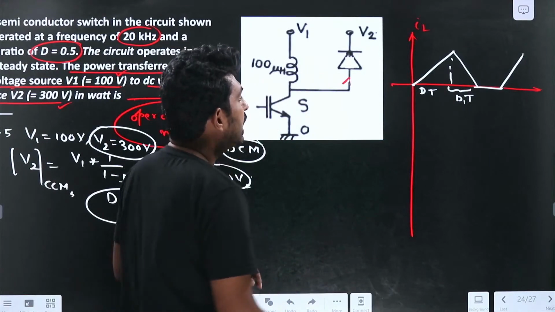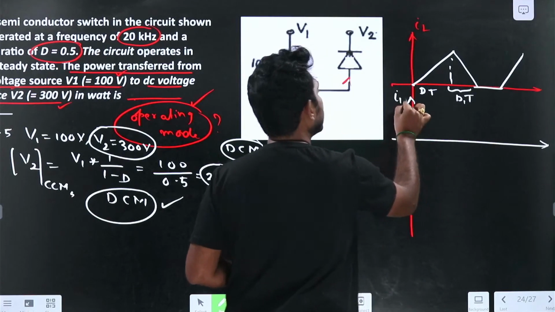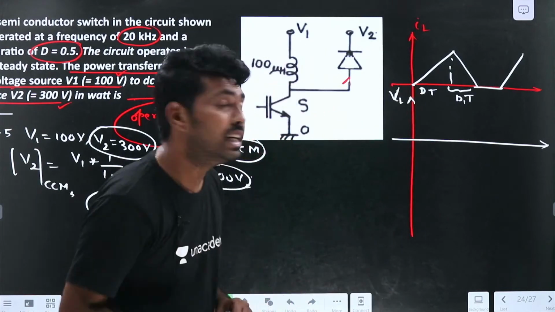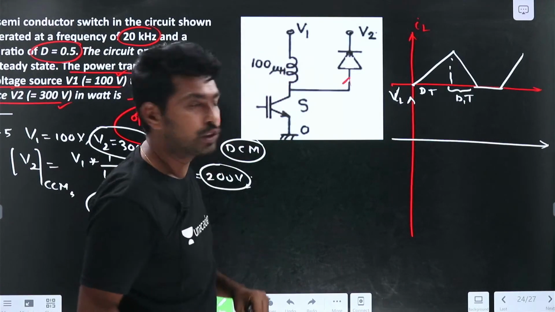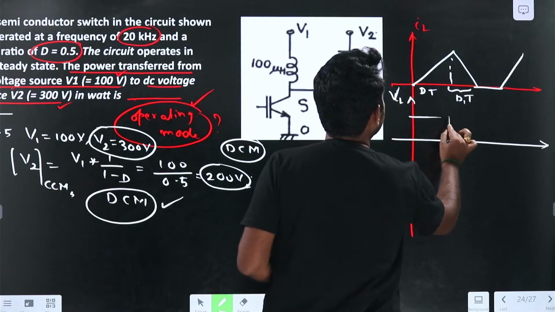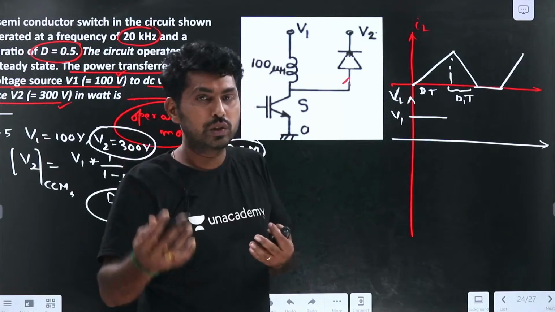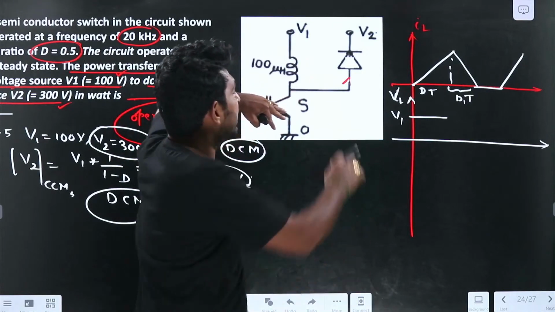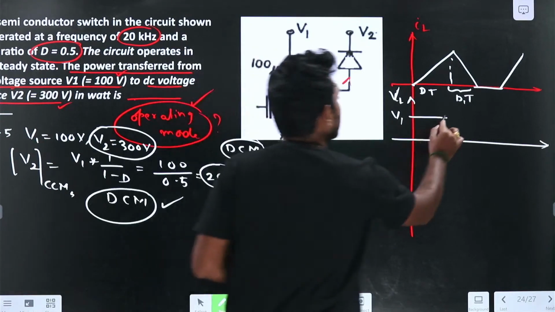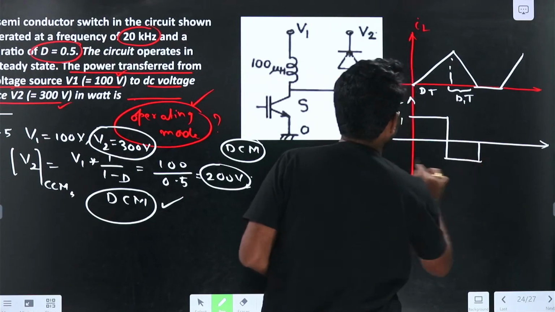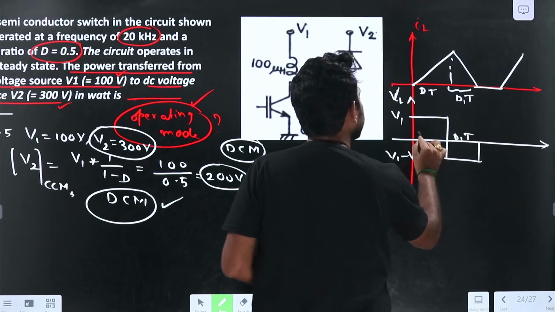Now, if I draw the VL waveform, that is the voltage across the inductance. If I close this switch, what happens? V1 equals VL, so during this period it will be V1. If I open this switch, the diode goes into the conduction state, and I will get VL as V1 minus V2. This period is D1T, and this is DT.